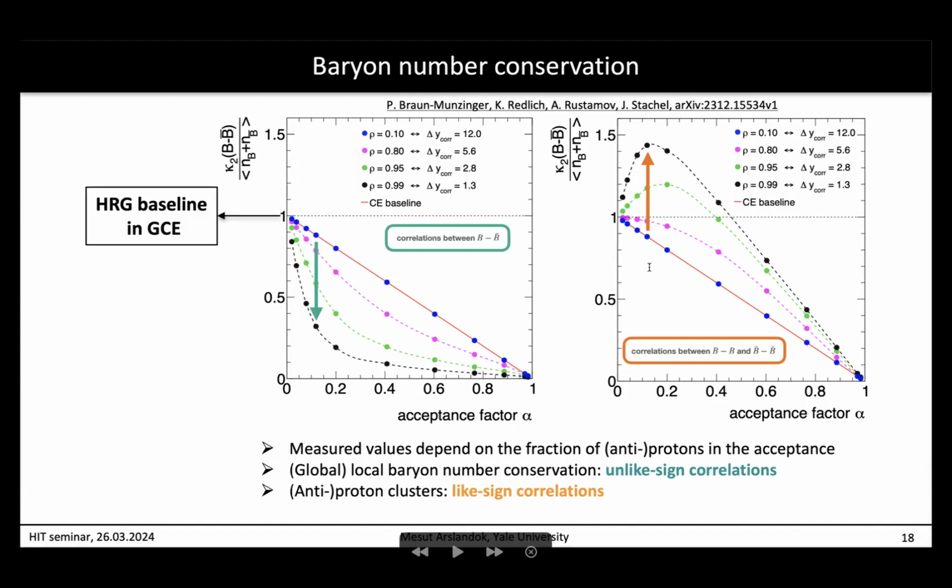So I understand. So what is this right plot? I mean, I understand the left plot. Is it a positive signal? So this one, the correlation is put in between baryon-baryon and antibaryon-antibaryon. Oh, I see. Like a cluster formation or something like that.